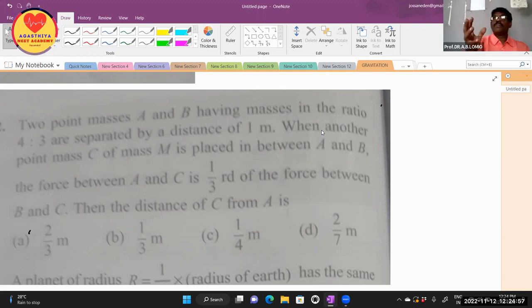When we draw the projectile, at a particular point the gravitational force is 0. In this problem, at a particular point the force between the first mass and the third mass and the second mass and the third mass is 1/3. We have to find the position of the object placed between the two masses so that the ratio of the forces is 1/3. That is the question.